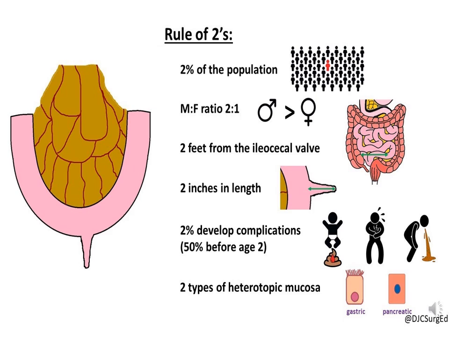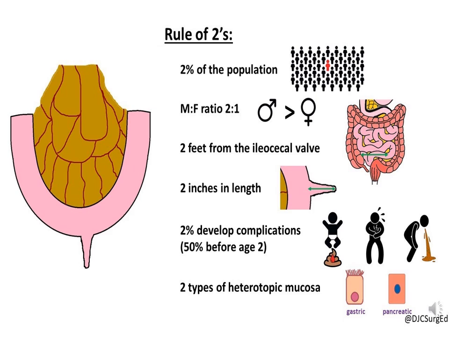This rule of two states that 2% of the population tend to experience Meckel's diverticulum. In terms of male-female predisposition, it is two times more common in males than females. The outpouching itself, the Meckel's diverticulum, is about 2 feet from the ileocecal valve. In terms of length, it is about 2 inches.